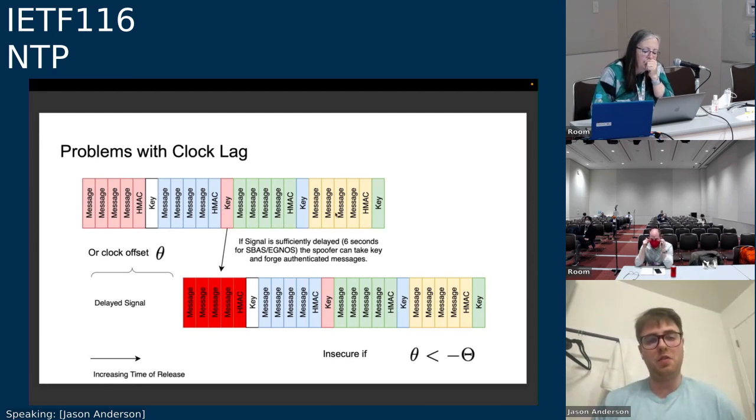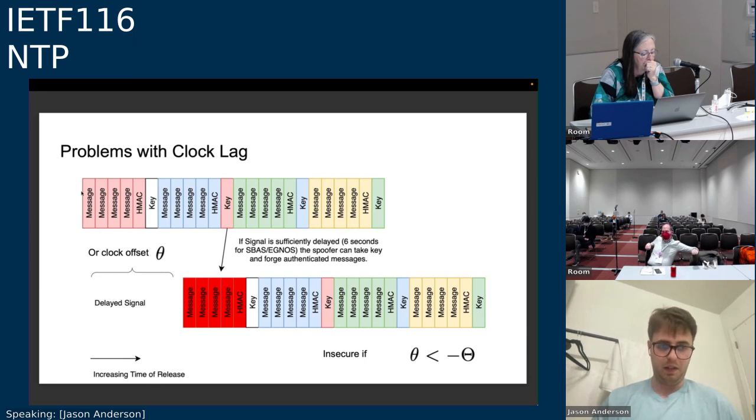So on screen, I have my normal message cadence. And then here is a delayed message cadence. So we have an adversary that's delaying the signal. If they're able to delay the signal more than capital theta, then they can listen for the key and then forge messages. So this diagram reads left to right an increasing time of release.